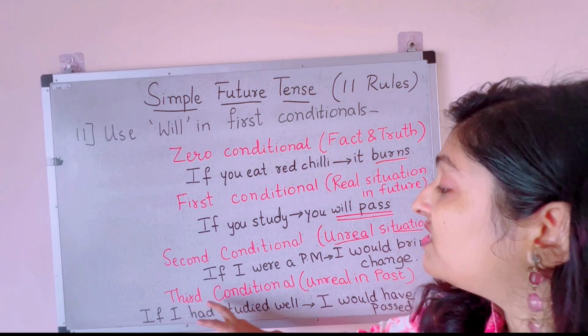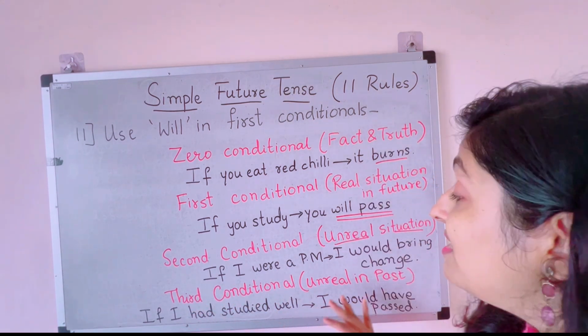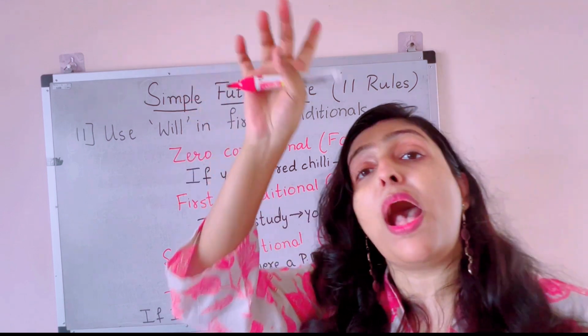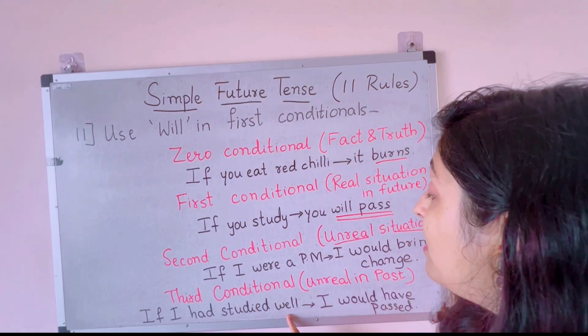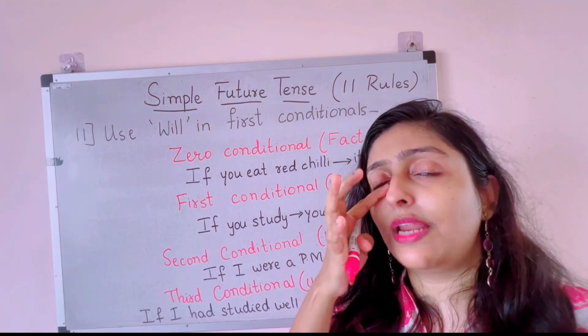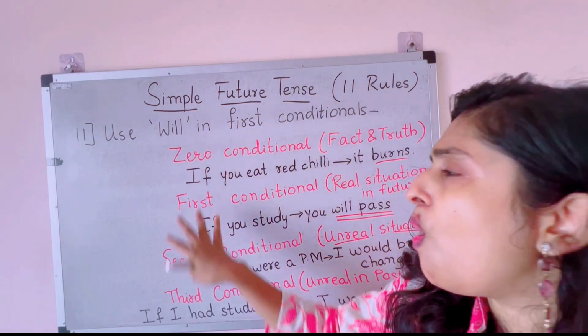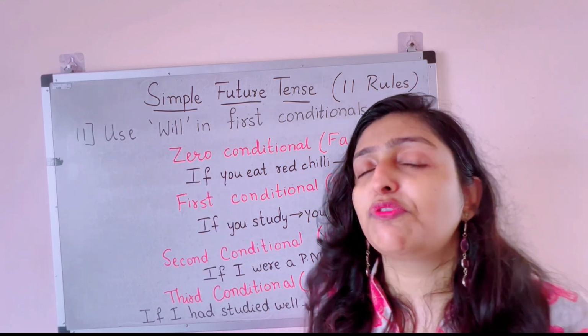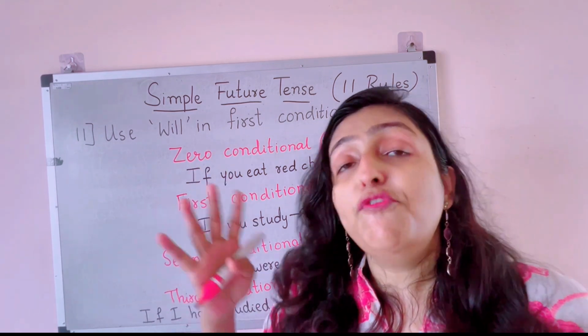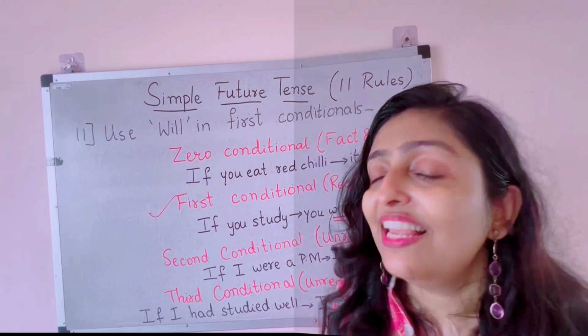Next, last is the third conditional. Third conditional is unreal situations in the past. If I had studied well, I would have passed, which means the person was not able to clear his exam. So out of all these four types of conditional sentences, we use will only in the first conditional.